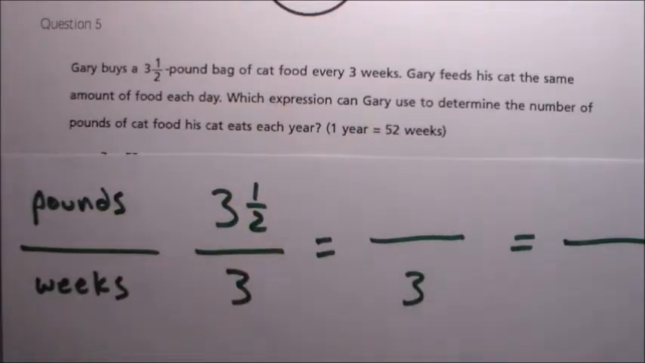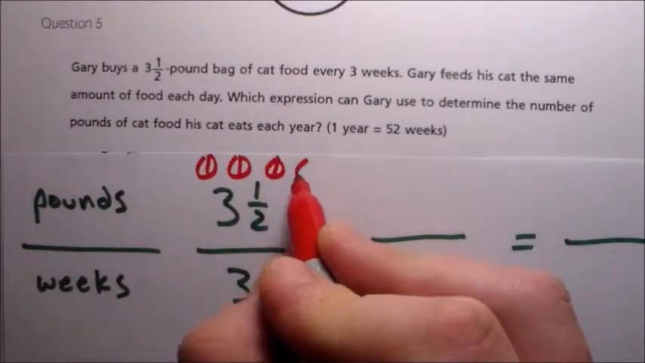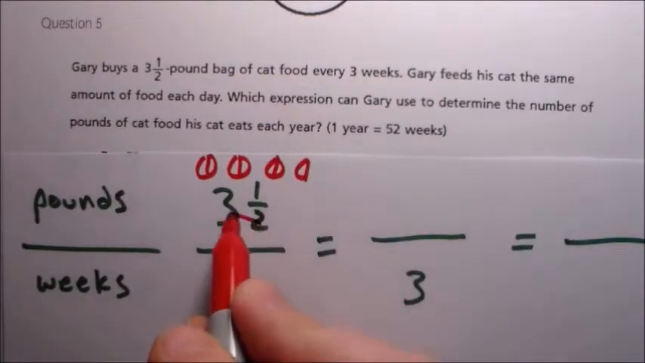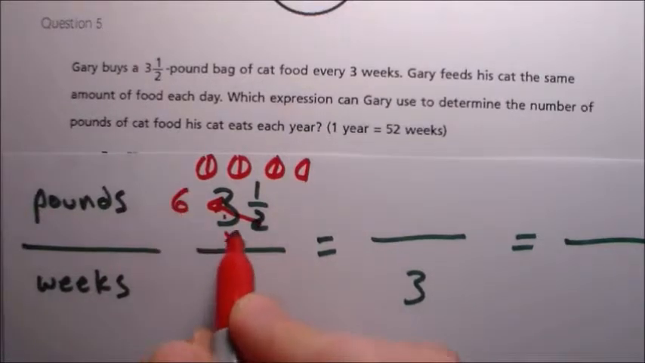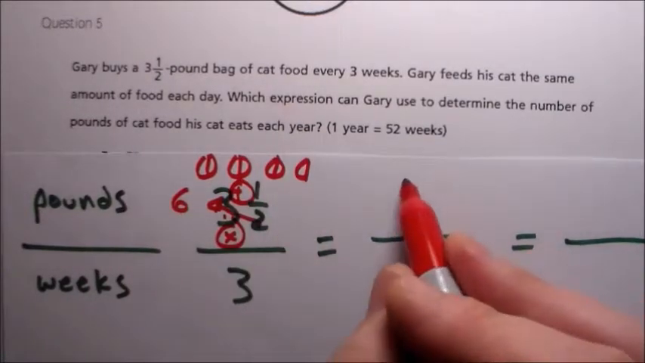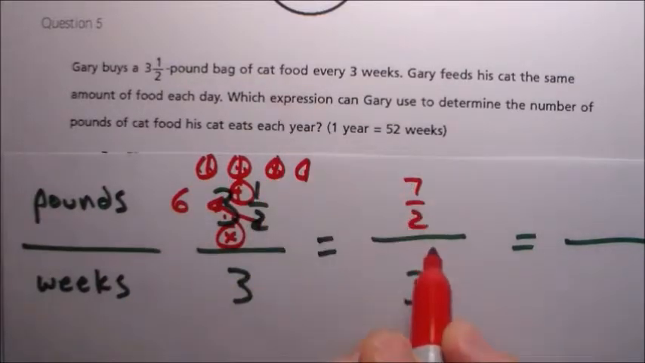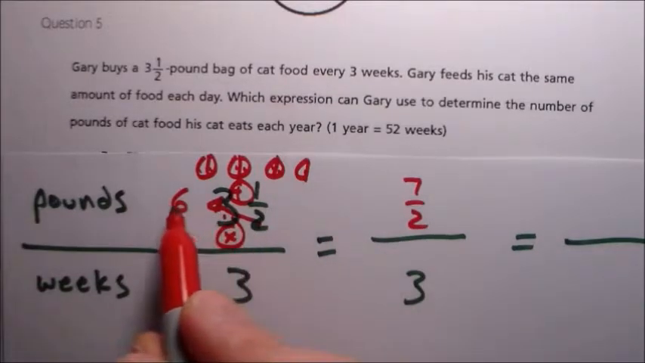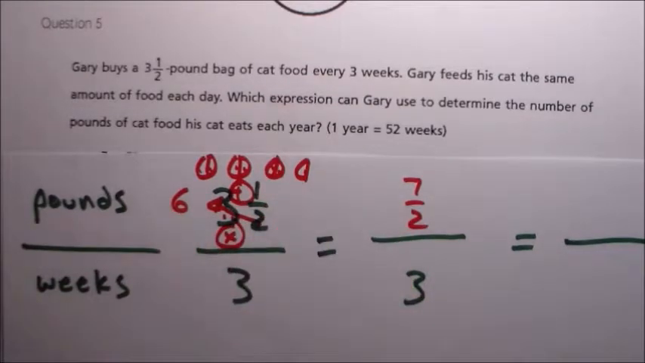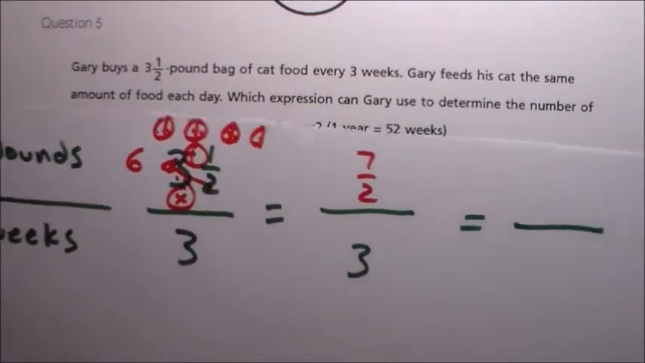And another way of writing 3.5, we have 3 wholes and then a half, is we do the multiplication through. 2 times 3 is 6. Multiplication through, then we add, and we get 7 over 2, right? Because we have 1, 2, 3, 4, 5, 6, 7 halves. 3 and 1 half is equal to 7 halves. 3 times 2 is 6, plus 1 is 7. We have 7 halves. So we have 7 halves pounds per 3 weeks.